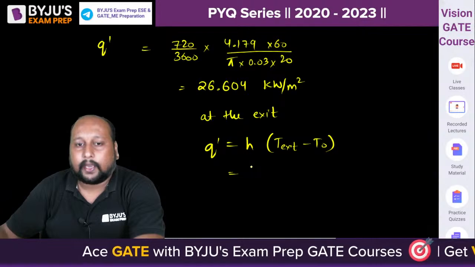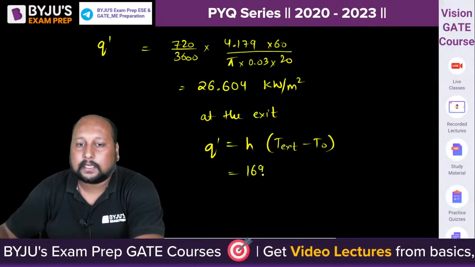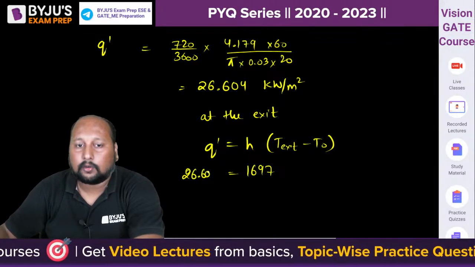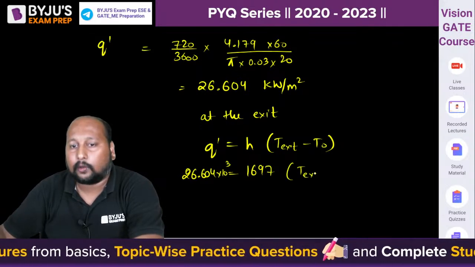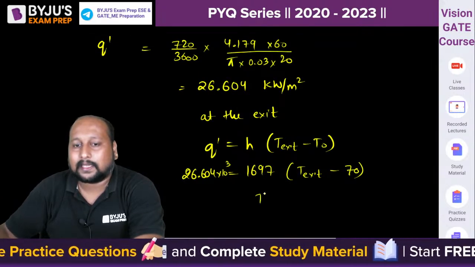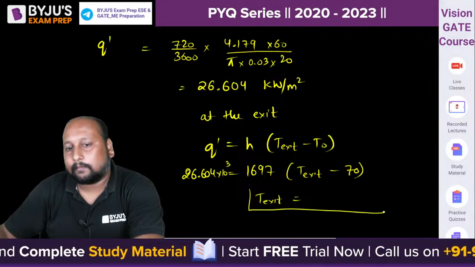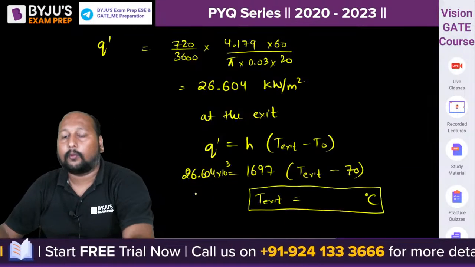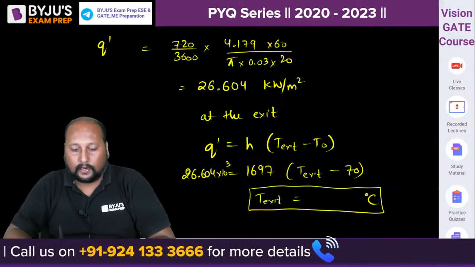Okay. So h value is given as how much? 1697. This is 26.604 into 10 to the power 3. Exit temperature we need to calculate. Outlet temperature is given as 70. So can you tell me what is the value of this exit temperature? This will be in degree Celsius. Round off to 1 decimal. Come on, tell me.